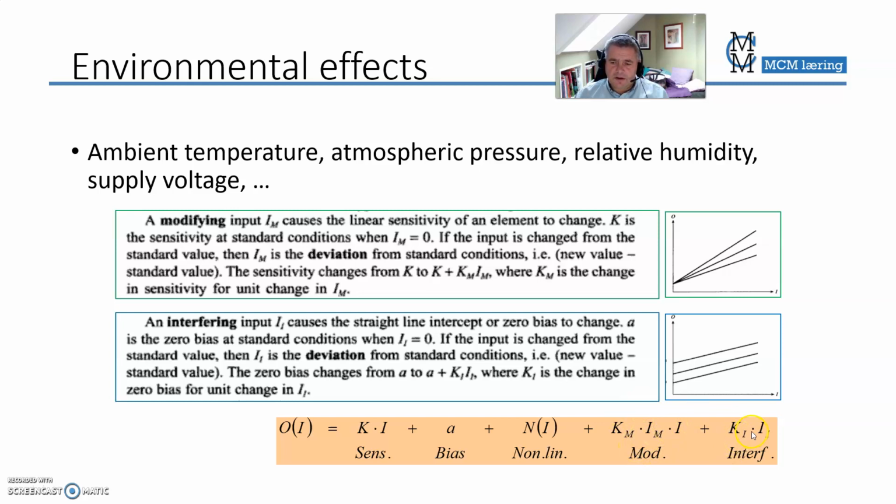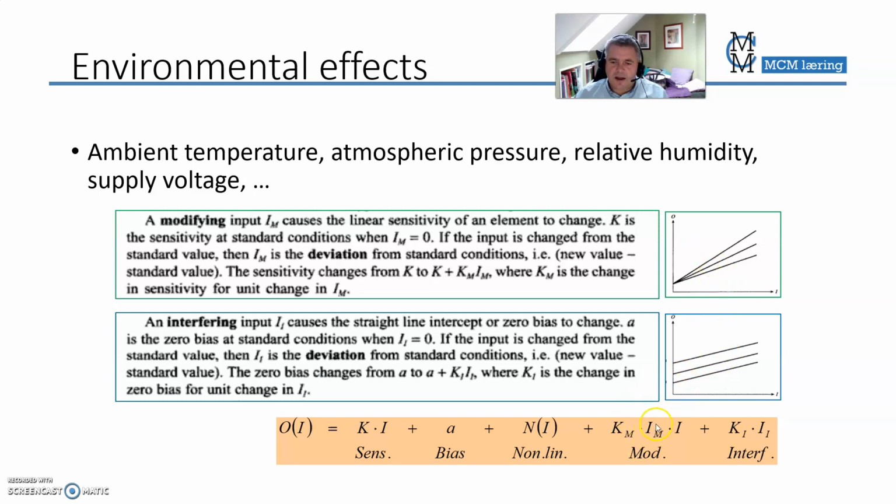Same here. Ki is how sensitive you are to this interfering effect, and how much interfering do you have. So let's say one example here is that you have a pressure transmitter. It is sensitive to temperature as well, and humidity. Then maybe this one could be temperature, or this one could be humidity. Also, you could have that the temperature does both. If you increase the temperature, both things happen simultaneously.